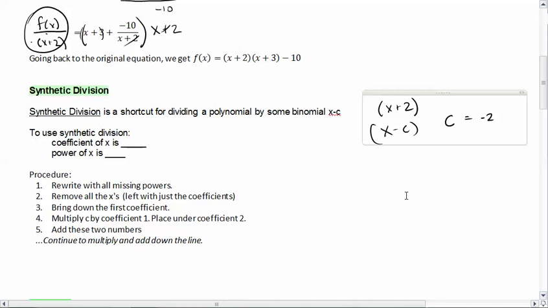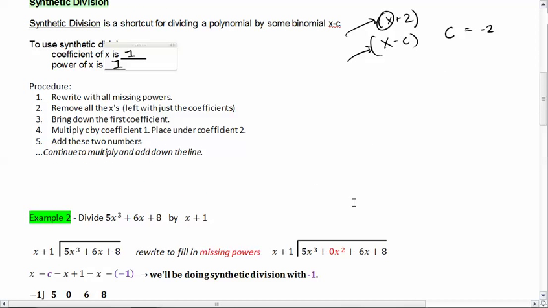So to use synthetic division, the best thing to do is have a coefficient of x that is equal to 1. So whatever you're dividing by, this x plus 2, your coefficient of x should be equal to 1. And your power of x should also be equal to 1. So we don't want to really try synthetic division yet with x squared or anything like that.